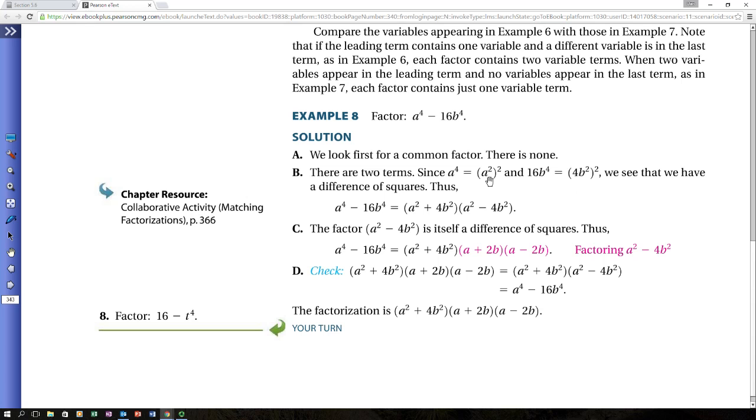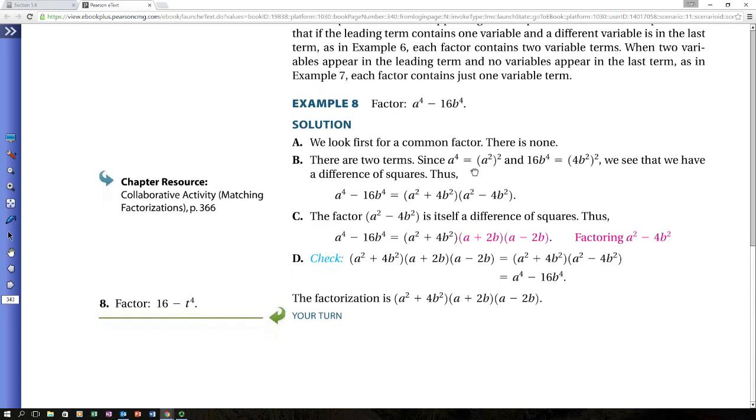Well, I have something squared and something squared, and I have a difference. That's difference of squares. So I can look at this and say, well, I could factor this to be a squared plus 4b squared times the quantity a squared minus 4b squared. And that's the factoring of difference of squares. Now C, they're really doing the C part.